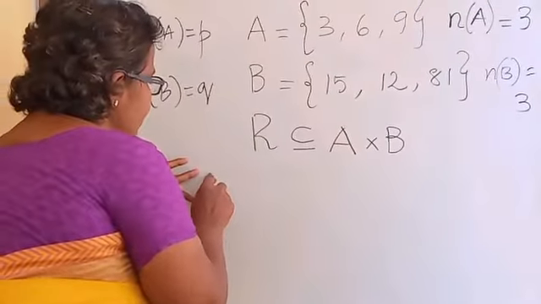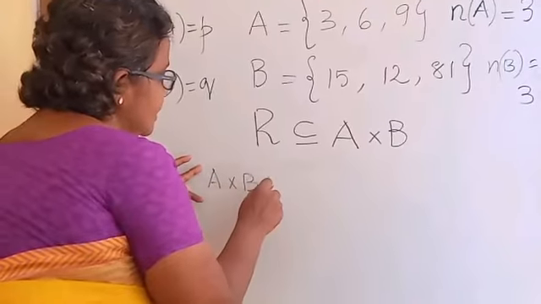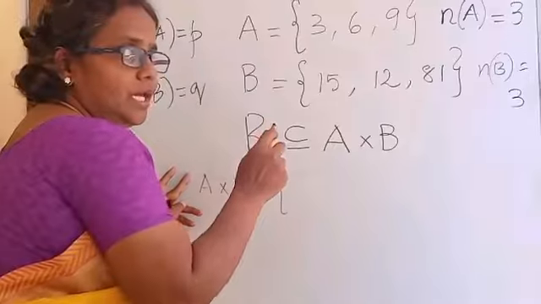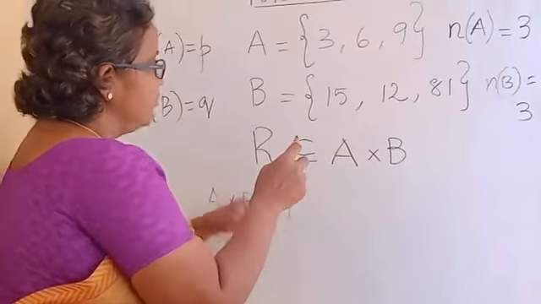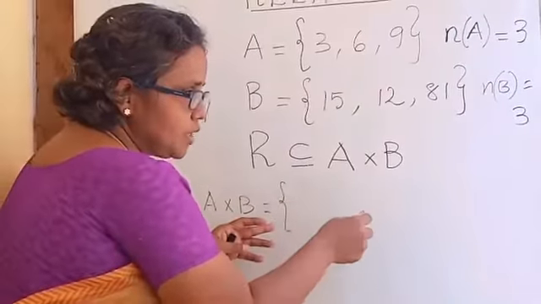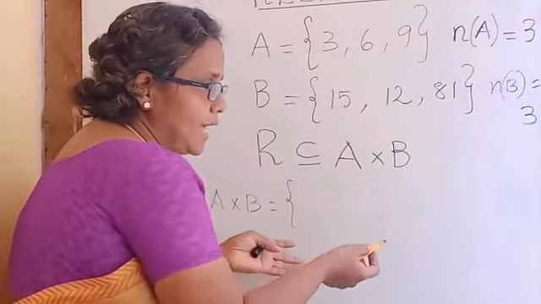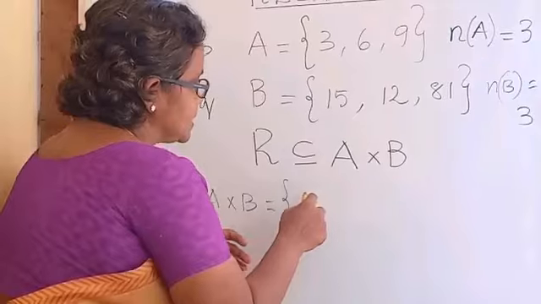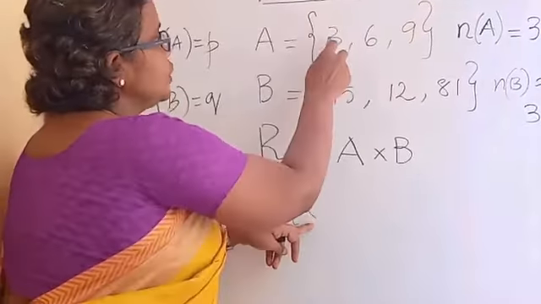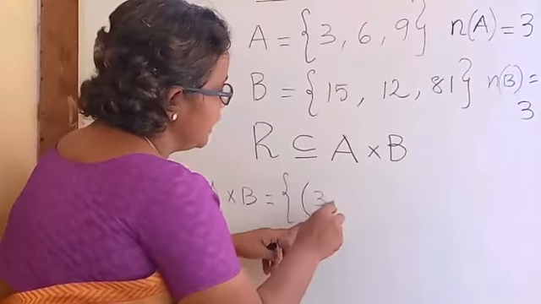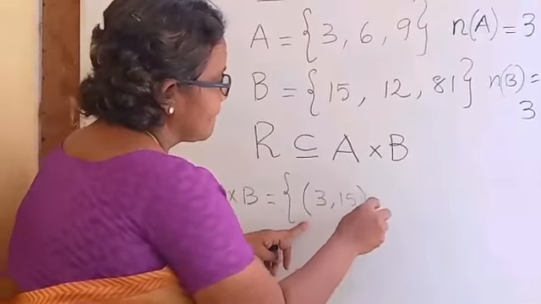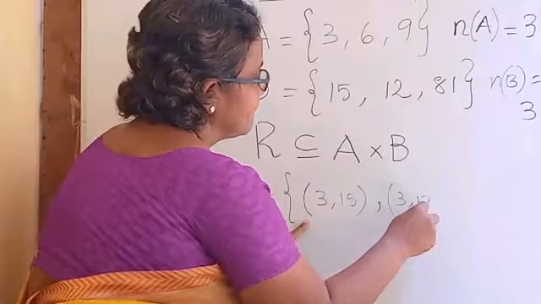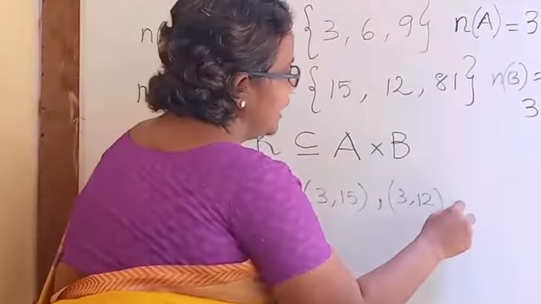So A cross B is equal to, since it is a set, we need to write it within curly braces. The elements within the set are ordered pairs. The elements of the set are ordered pairs. So, I am going to link 3 and 15. Then, 3 and 12. Then, 3 and 81.